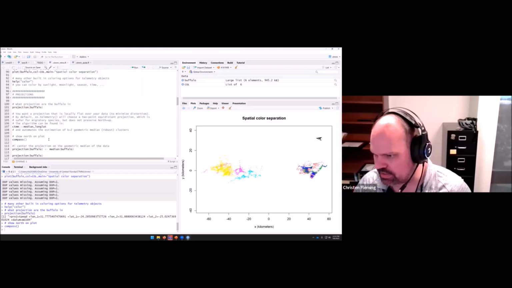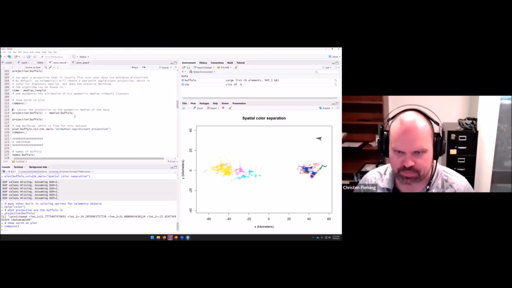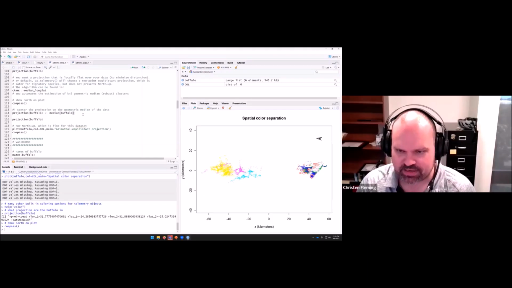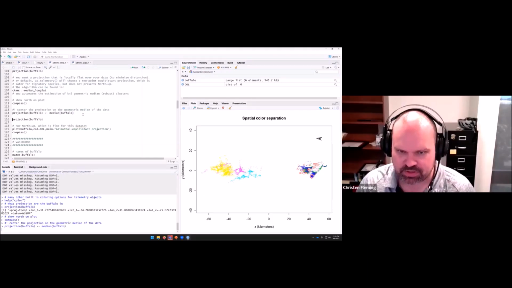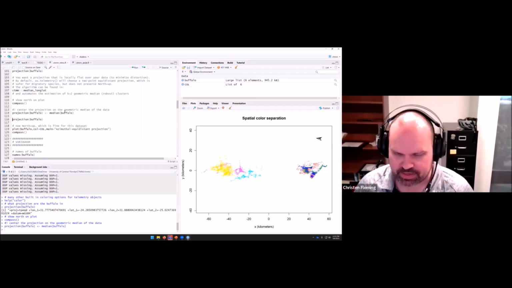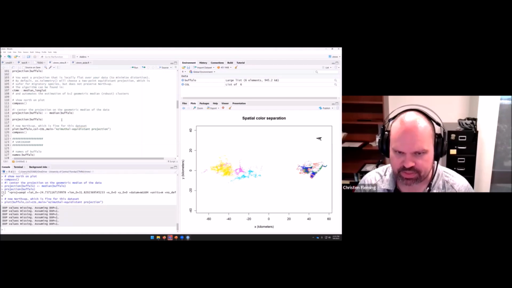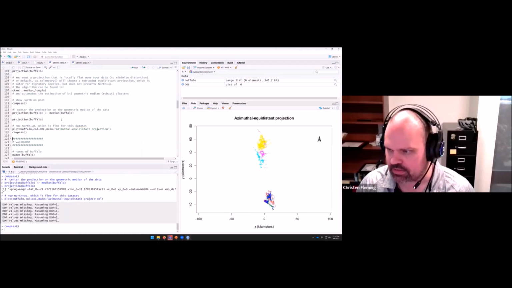But this projection, although it's very safe, this is where north is pointing on this projection. So it's not necessarily up. A lot of people want one with north up, but I keep getting asked this question, even though it's in the FAQ now and I cover it in all my workshops. If you want an azimuthal equidistant projection, you can just use this geometric median command that's built into the package. And now we have an azimuthal equidistant projection, and this will have north equals up if we plot that.